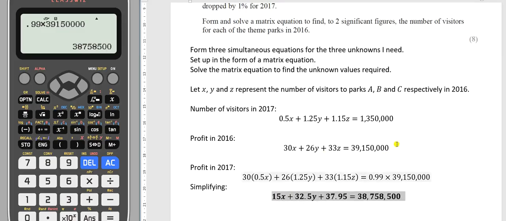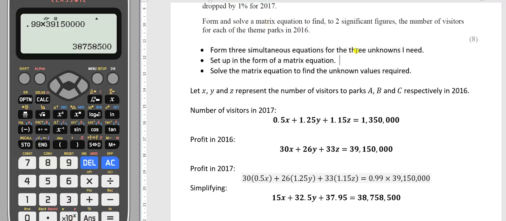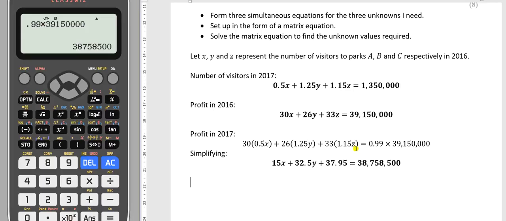Now I've got 1, 2, 3 equations, and I want to set this up in the form of a matrix equation. Of the steps that I'm trying to follow, I've done the one that's probably the most tedious, to be quite honest, and it didn't take a huge amount of writing down. It just takes careful reading and comprehension of what's being given in the question. How do we turn it into a matrix equation?